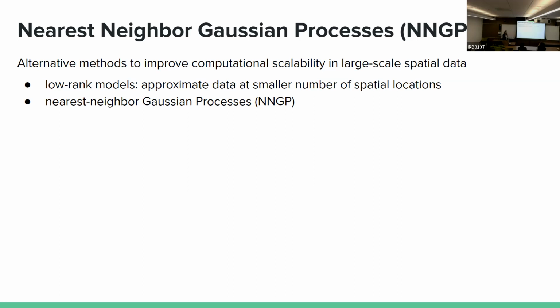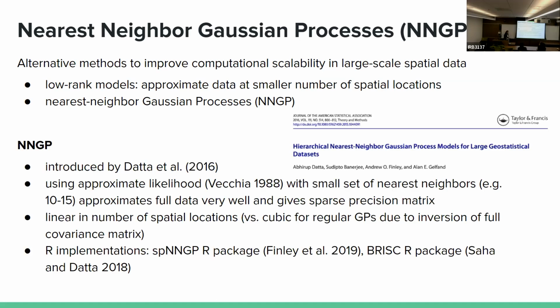One is to assume a low rank model. Basically, you just ignore a bunch of the spatial coordinates and approximate the distributions that you're trying to estimate on a smaller number, like a random subset of those spatial locations. Or you can look at what's called nearest neighbor Gaussian processes. This was introduced in 2016. Again, it was designed for maps, to model mortality. It was not designed for spatial transcriptomics.